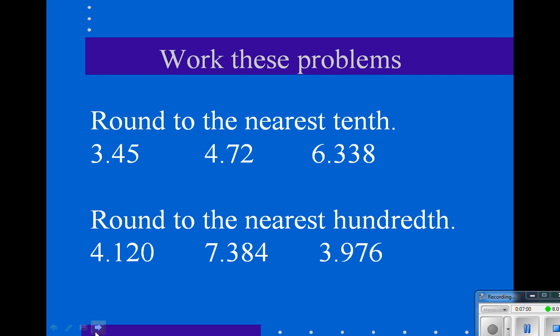Good job. So on your own, you will need to work these problems. You're going to round the first 3 to the nearest tenth, and the bottom 3 you will round to the nearest hundredth. Don't forget to look at the neighbor next door. 0 through 4, just ignore. 5 through 9, add one more.